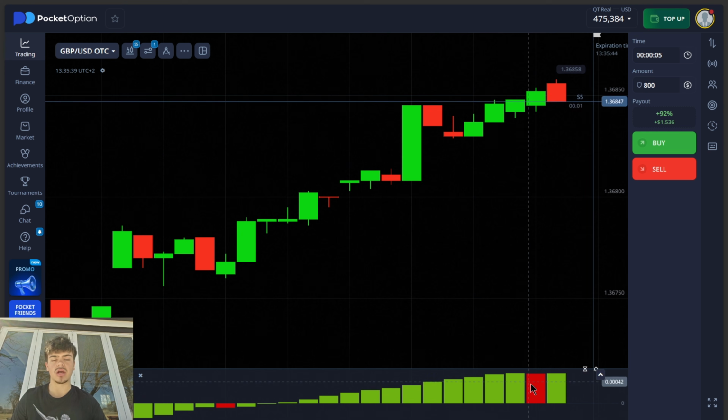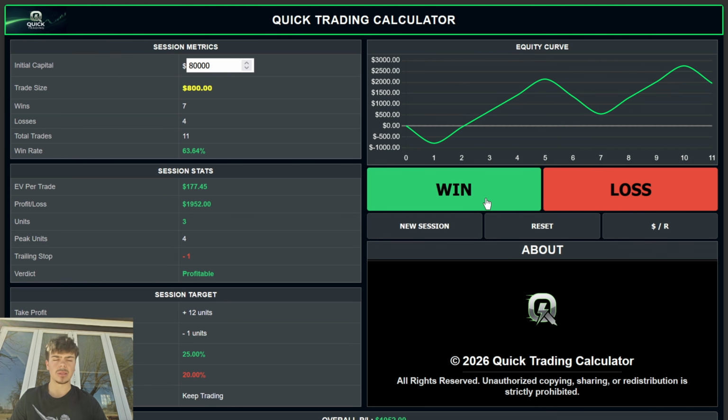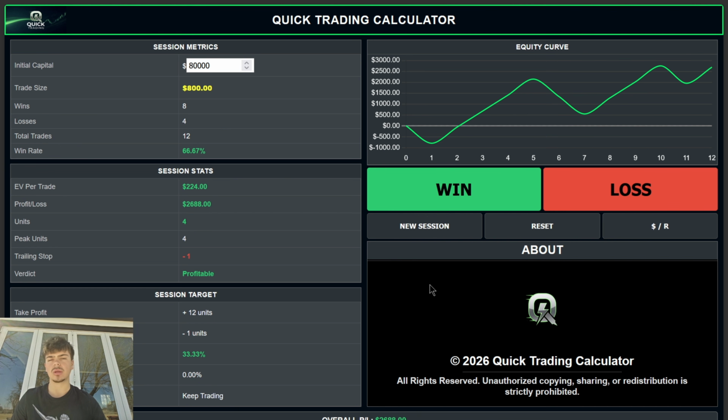And we got out of the trade. We made our money. Let's go and document this inside of the quick trading calculator over here. And boom, there we go. We have made the units that we wanted to make. I know I said I'd go for 5 units. I ended up going for 4.